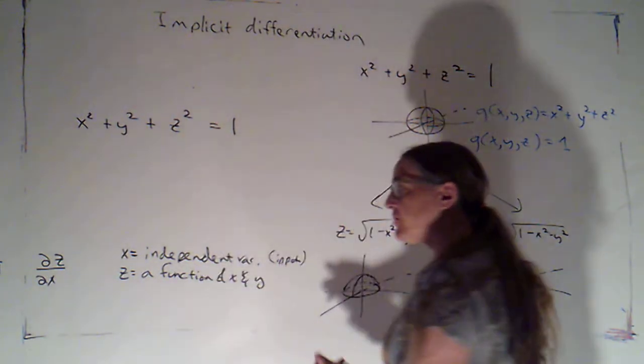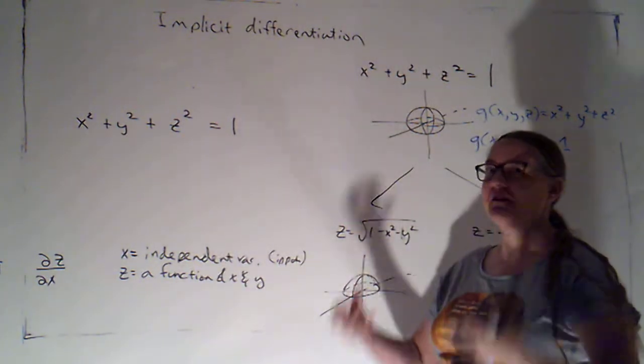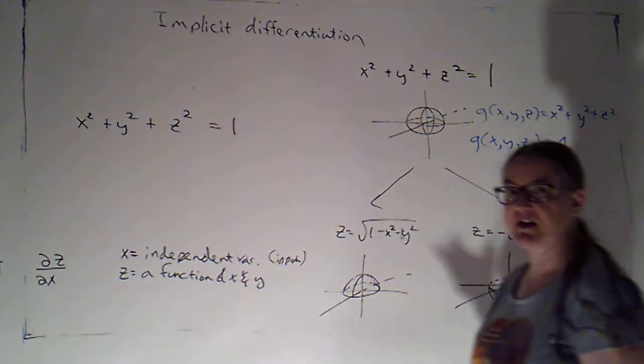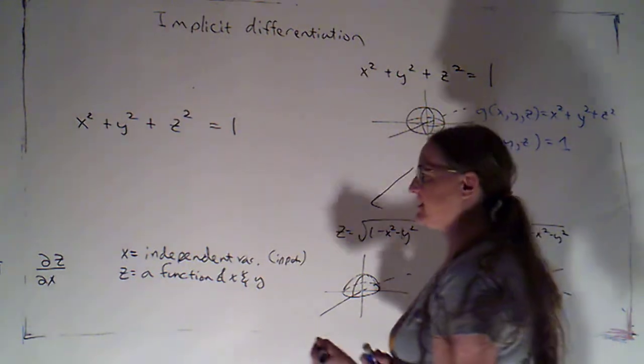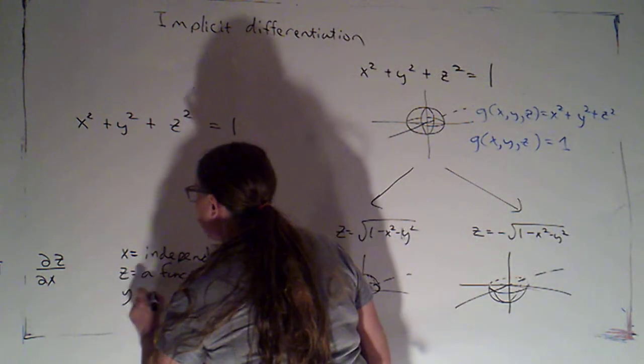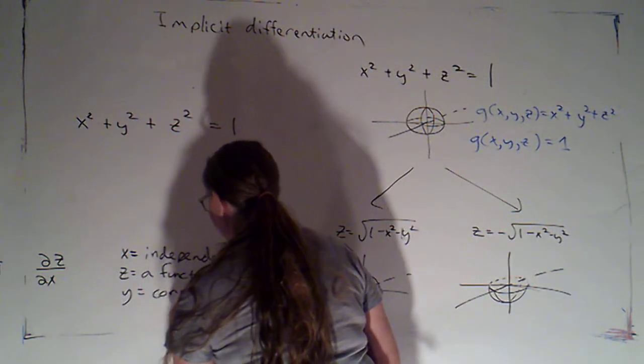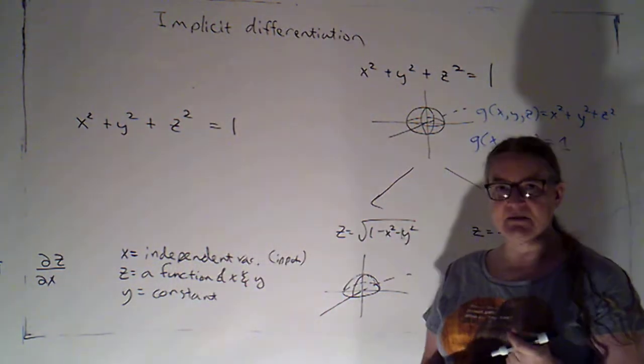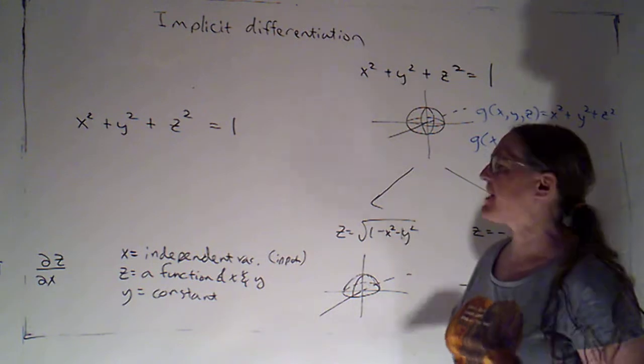So it's not a formula that I have an explicit formula for, haven't solved for it. I just know it's going to be some function of x and y, and then I'm holding y constant. So x and y are my input variables, z is my output variable. That's usually how I think of things.